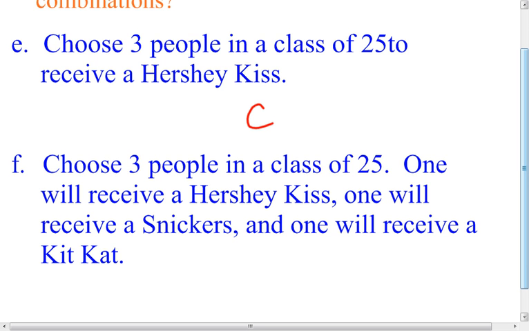The next one, you're going to choose the 3 people. It's a permutation, but then once they're chosen, you have to decide, is that first person chosen going to receive a kiss, a Snickers, or a Kit Kat? Is the second person chosen going to receive which prize? Whatever. And so that's why it is a permutation, because they are different prizes. If they're all the same prize, it's a combination. If they're different prizes, it's a permutation.